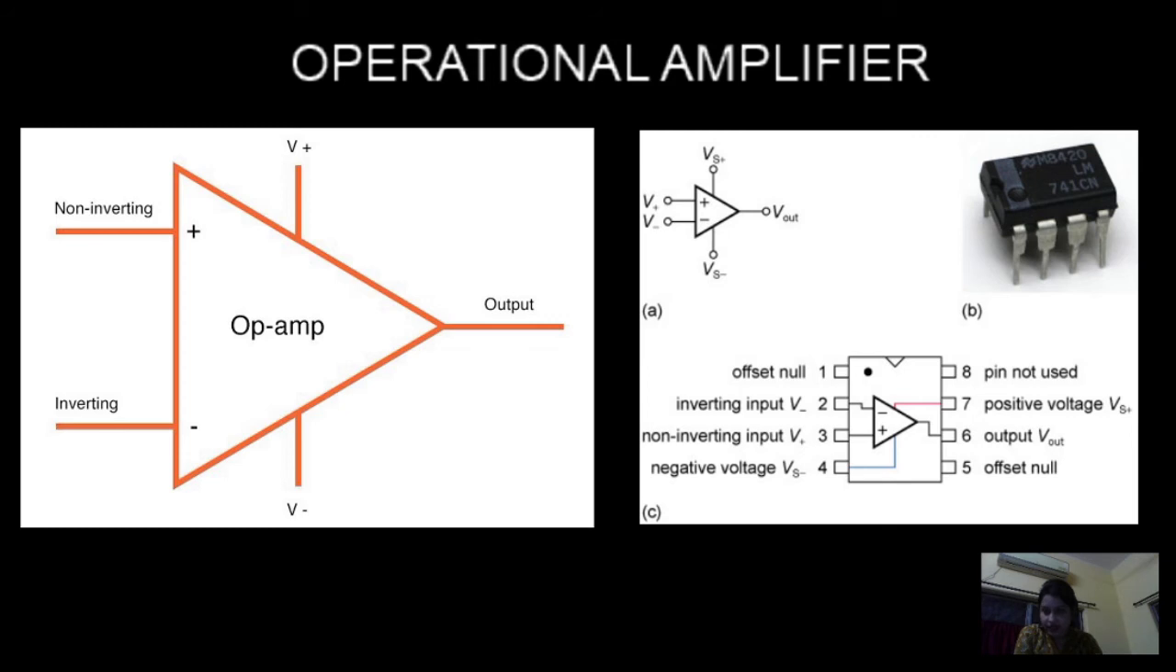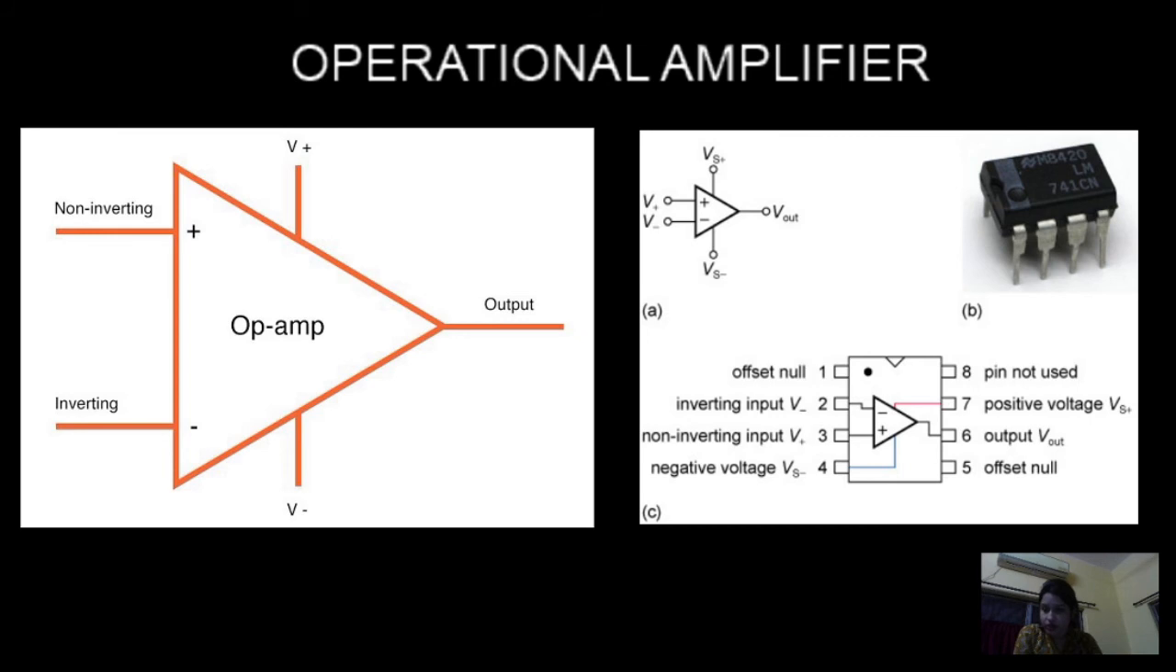That means if you apply any signal to this plus terminal, the output will be in phase with the input. And if you apply any signal to the inverting terminal, the output will be at 180-degree phase difference with the input. So it's called inverting input terminal. Now the op-amp always operates with two supply voltages. One is the positive supply voltage, another is the negative supply voltage, and there is a single output.